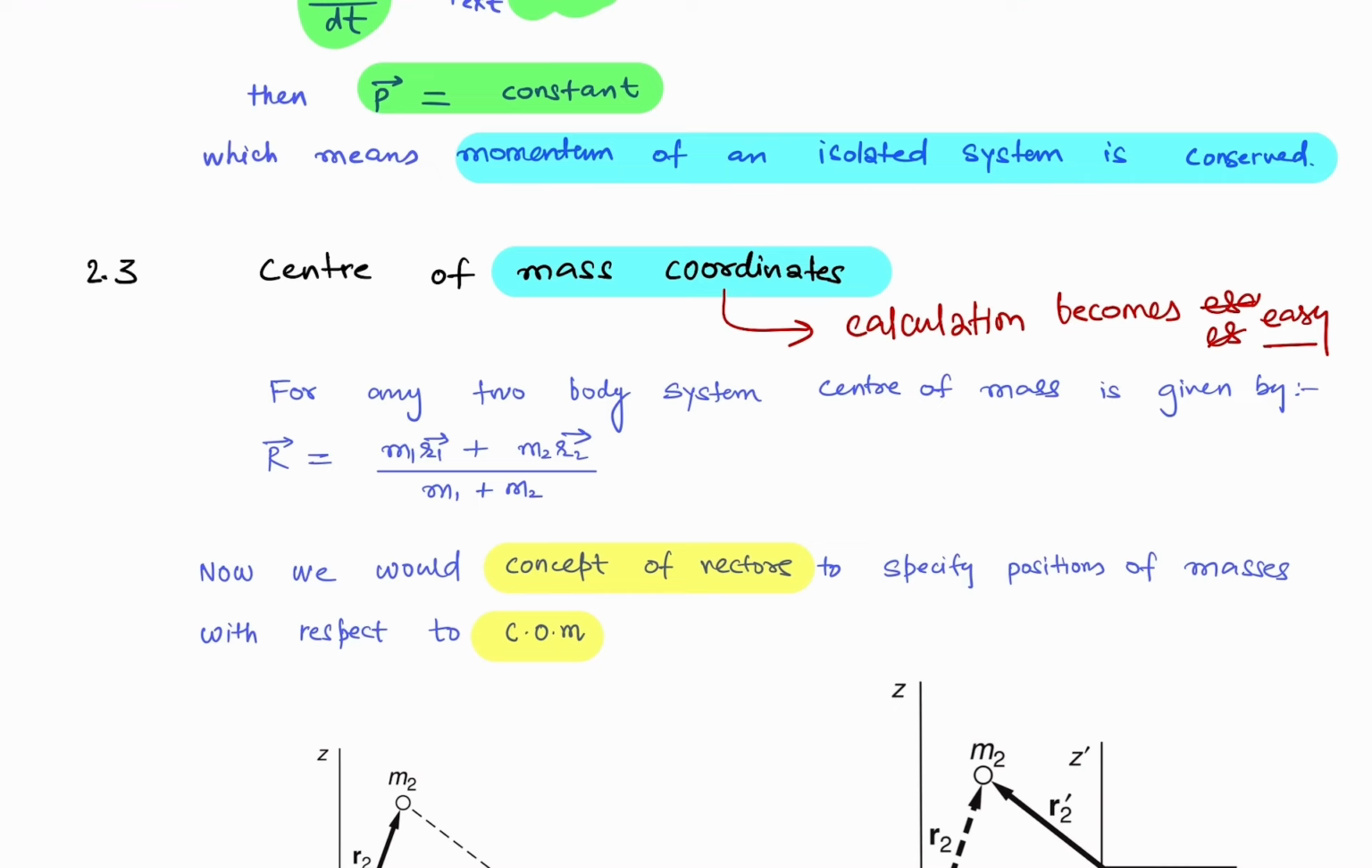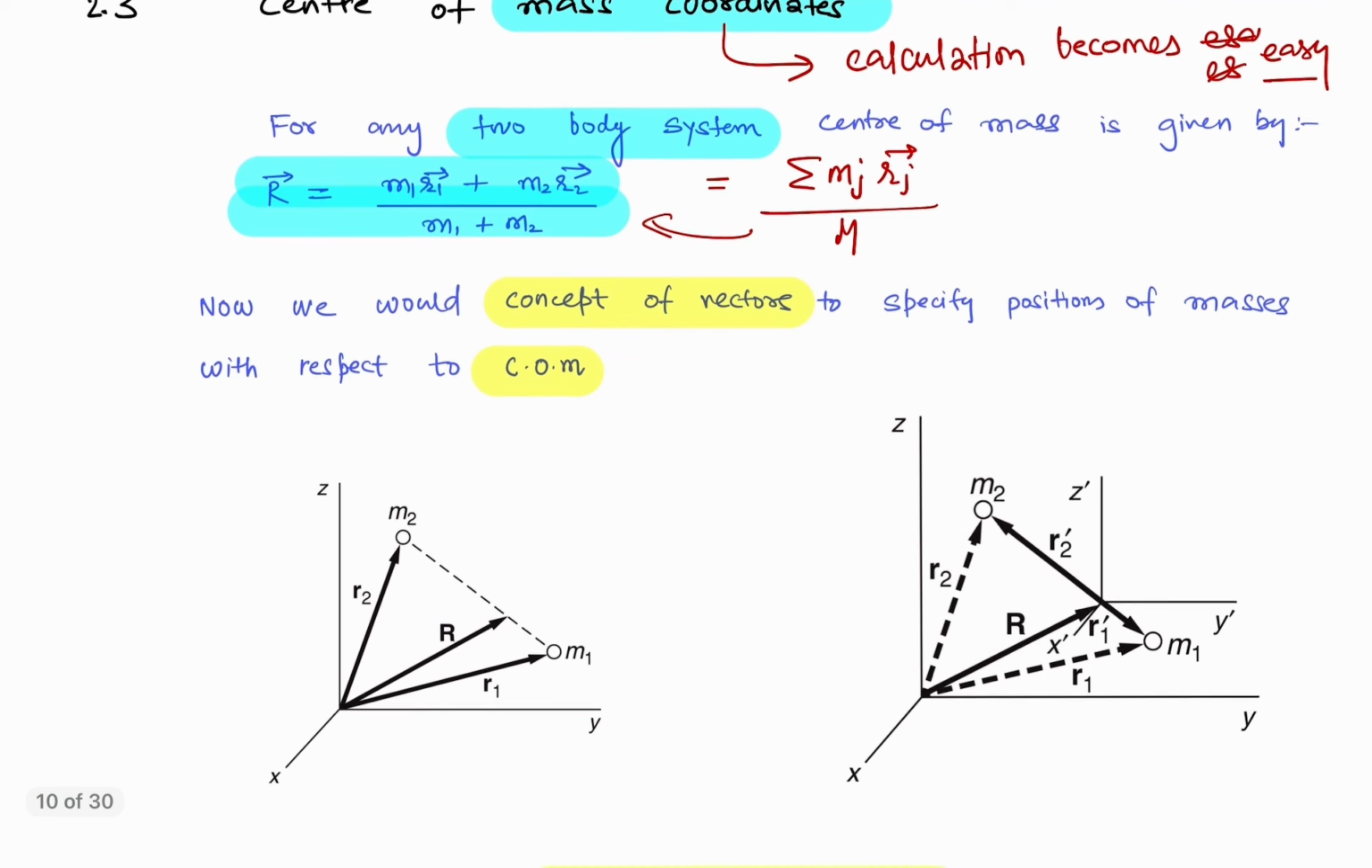So we know that center of mass is in this format: it is the sum of mass mj times the vector position of that mass, divided by the total mass. We have used the same to write this for a two body system. Now we will use the concept of vectors to specify positions of masses with respect to the center of mass.